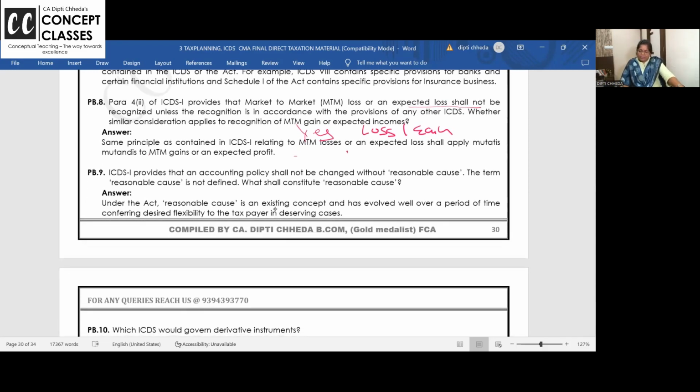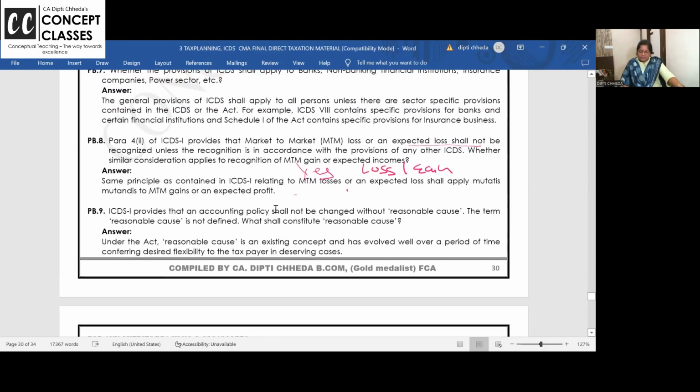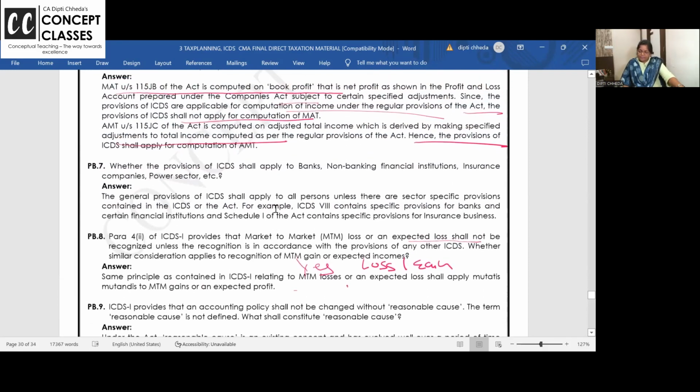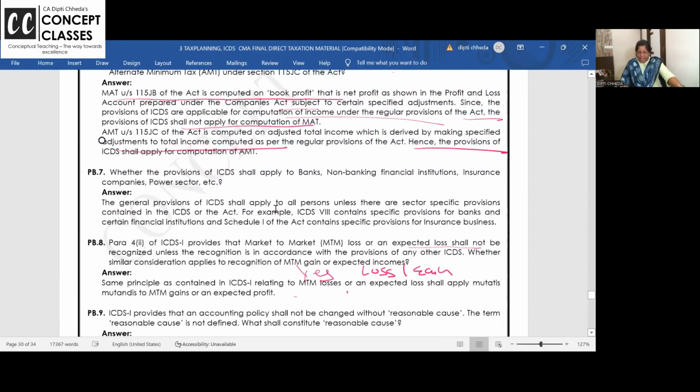ICDS provides one problem, number 7. Does it apply even for the banks and the financial institutions? Yes. Again, if I say ICDS, is it applicable to all of them? Yes. General provisions of ICDS are applicable. But suppose I say ICDS 8, what is ICDS 8? Securities. For securities, the RBI banking guidelines say something else. For bank investments, you pay the tax like this. Then ICDS is not applicable.